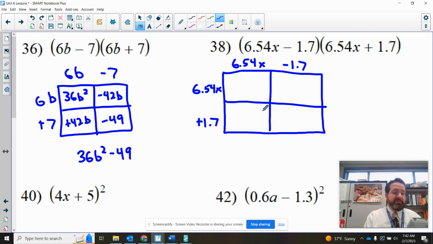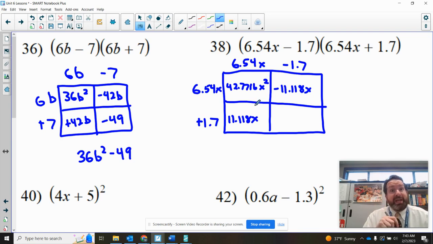6.54 times 6.54. Ooh, is a big long decimal. So 42.7716 x to the power of 2. Negative 1.7 times 6.54 is negative 11.118 with this x on the end. Down here, 6.54 times 1.7, positive 11.118x. So once again, as we knew should happen, those are going to add up to 0. And then lastly, negative 1.7 times positive 1.7 is minus 2.89.